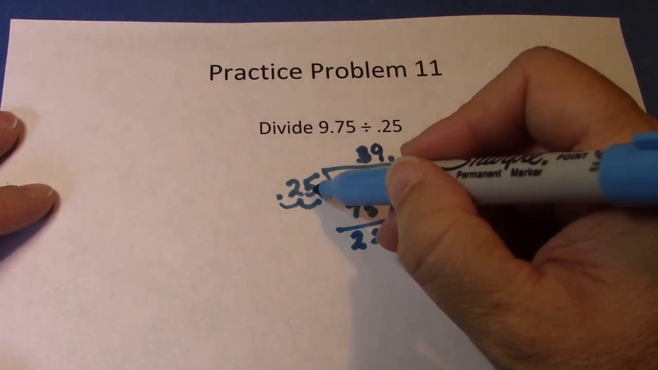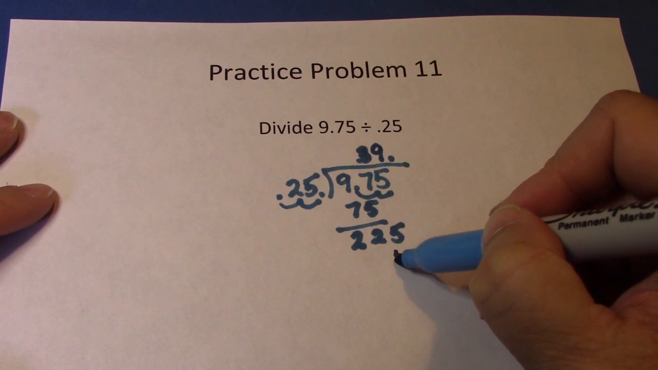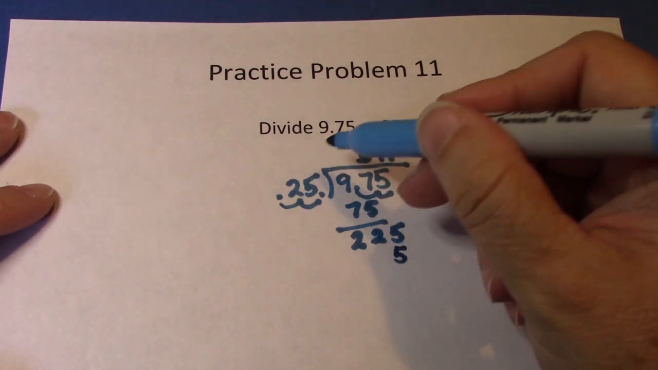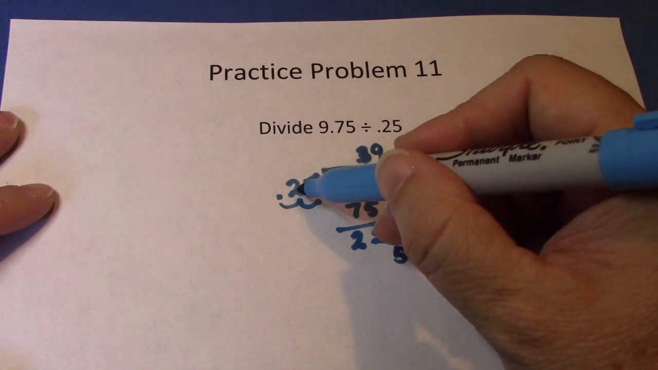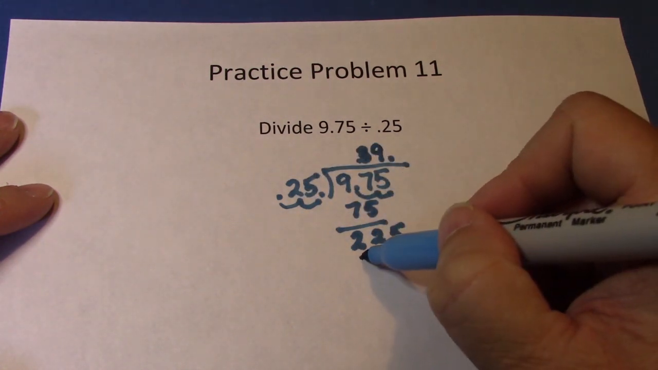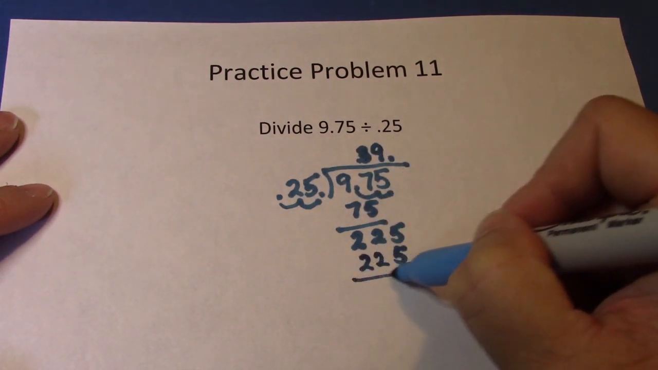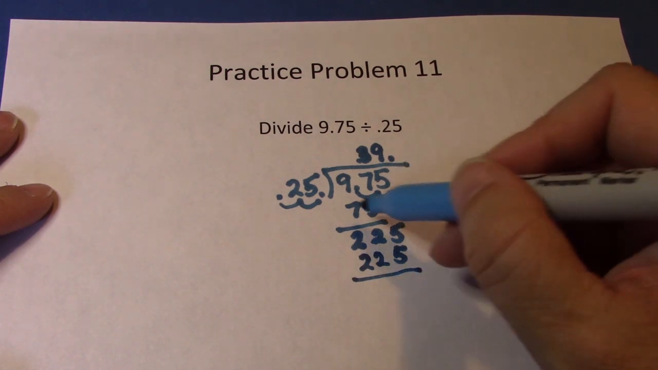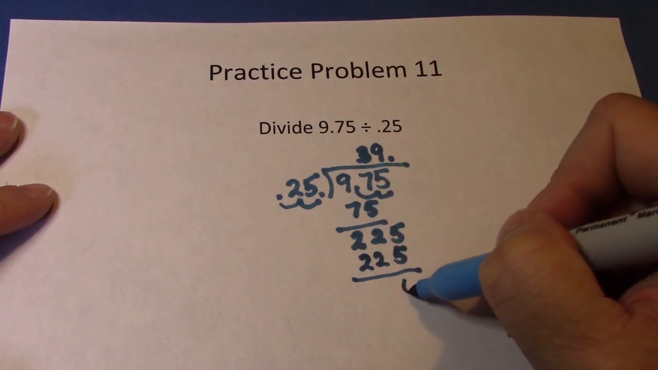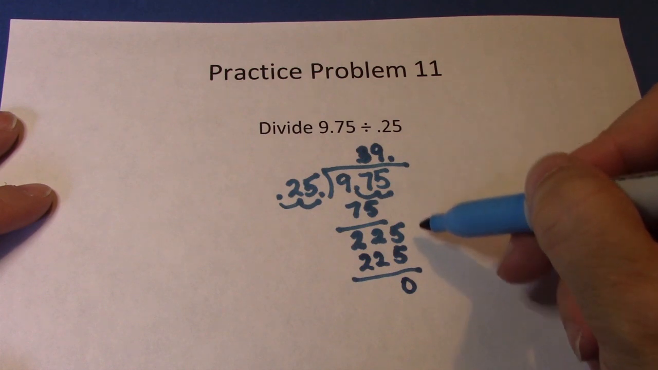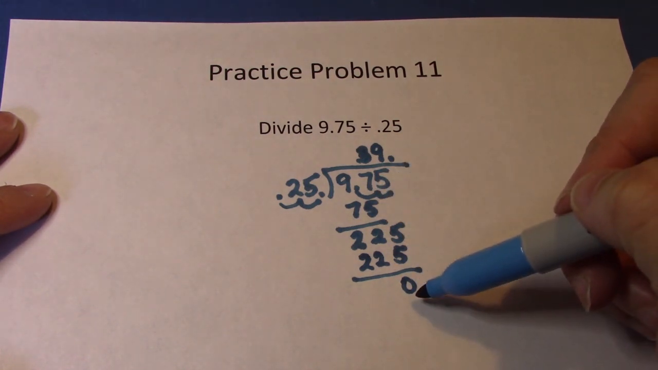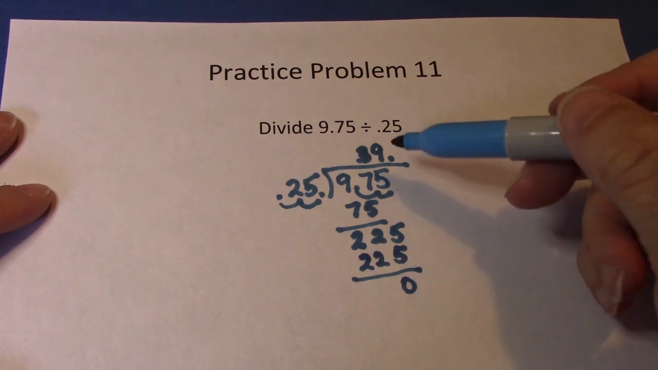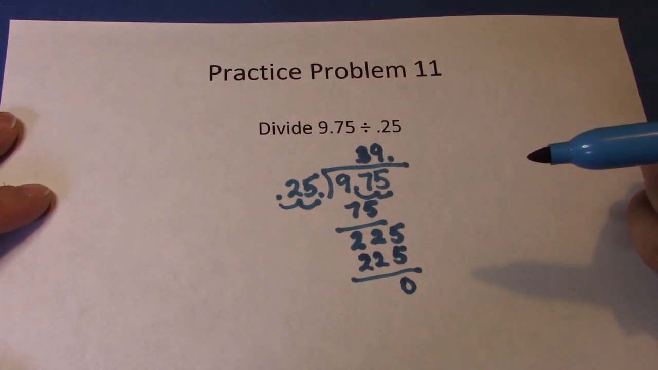9 times 5 is 45. Writing that, and I'm going to just remember that there's 4 to add on to that. 9 times 2 is 18, plus those 2 is 25. So I divided, I multiplied, now I subtract, there's nothing left to bring down. So when I've brought everything down and I'm getting a 0 at the bottom here, I'm done. The answer is just 39.